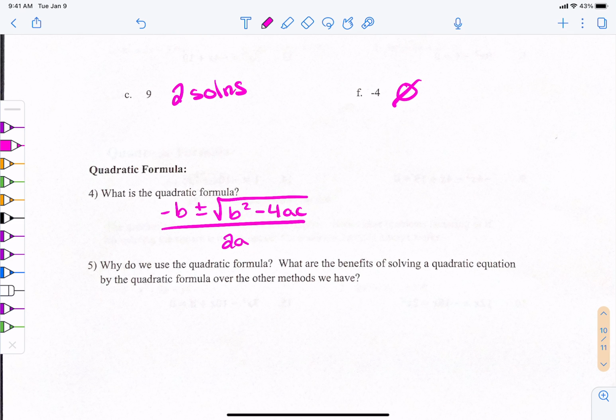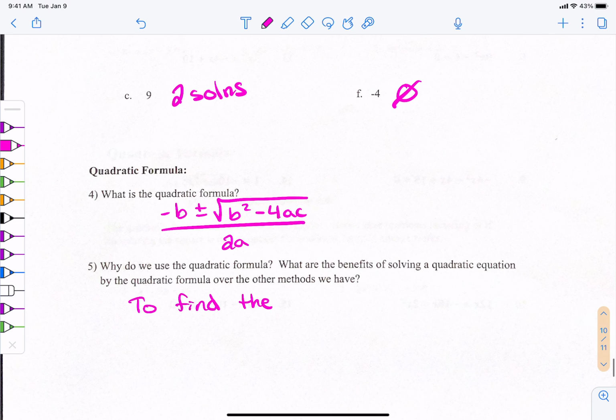Why do we use the quadratic formula? To help us find what? Where it crosses the line. To find the location of the parabola and where it touches the x-axis. What are those called? X-intercepts. Okay? To find the x-intercepts. That's why we use the quadratic formula.